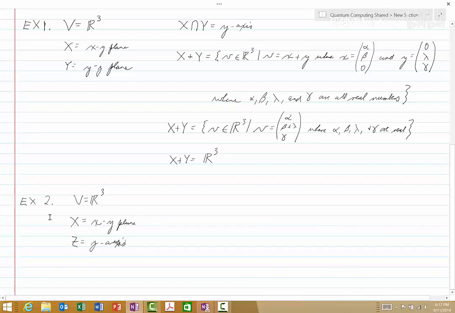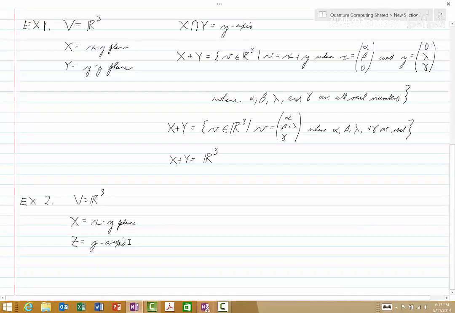Now, X is a subspace of V, and I hope you can readily see that Z is a subspace of V as well, because if you take any vector that lies along the z-axis and add it to another vector along the z-axis, you get a vector along the z-axis, so that proves closure under vector addition. And likewise, if you take any vector along the z-axis and multiply it by a scalar, you will still have a vector along the z-axis. So that proves closure under scalar multiplication.